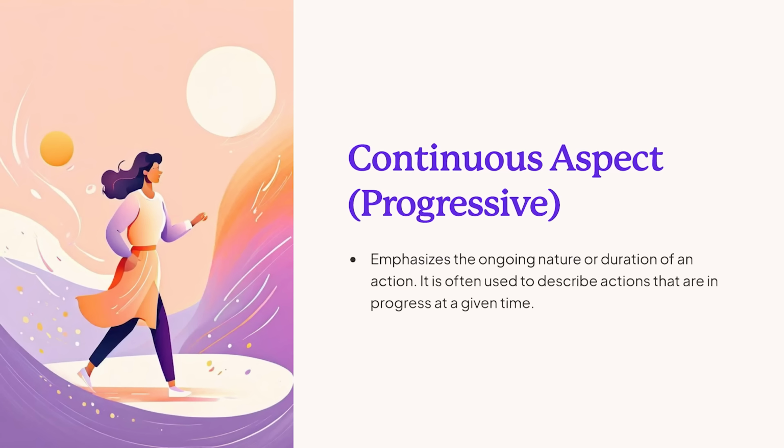Let's move on. Aspect 2. Continuous. You may also hear it called progressive. The continuous aspect emphasizes the ongoing nature or duration of an action. It's often used to describe actions that are in progress at a given time.